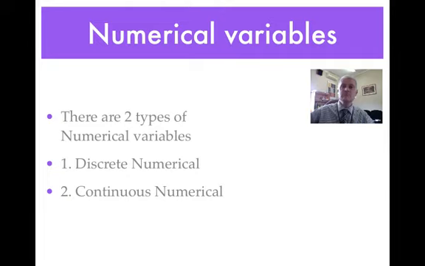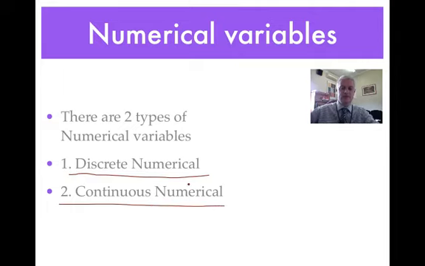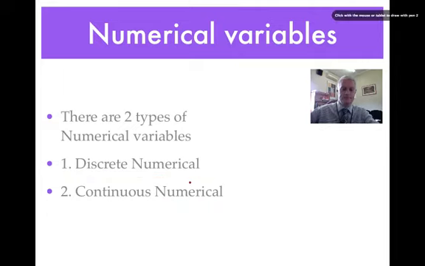Now we're looking at numerical variables, because within the numerical variables, there are two different types. And you're thinking, no, there's not. Numerical variables, just a number. The value is a number. But as we'll see, there are different types of numerical variable. The first type is discrete numerical, and the second type, continuous numerical. Let's have a look at what each of those are.